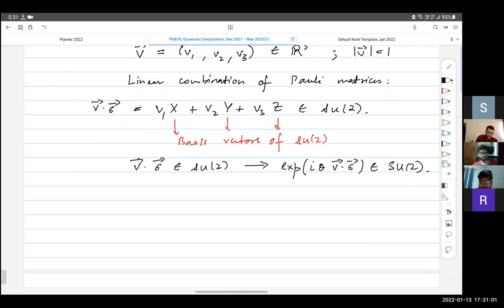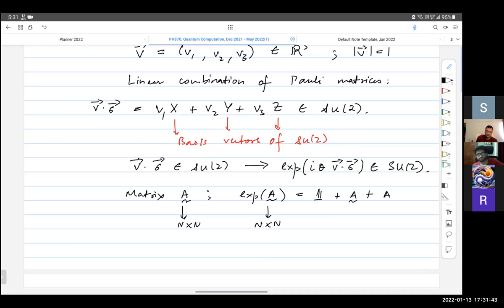Now, remember that if you have some matrix, then you can... Sir, I didn't understand this last step. Yeah, no, I'm elaborating on that. So if you have some matrix, you can take the exponential of that matrix, right? The exponential is also another n-dimensional matrix. So A is an n by n matrix. Then this is also an n by n matrix, right?